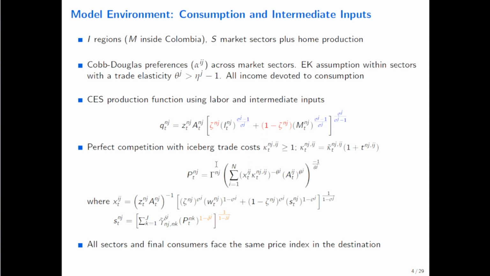Then in terms of the market structure, it is like a classic trade model. So we're going to assume perfect competition with iceberg trade cost. This is the functional form that you get for the price index. And we're also going to assume that the intermediate inputs are going to be a CES composite input, with elasticity delta. We can also assume Cobb-Douglas in this lower nest, but just to be consistent, we are assuming that CES production function. And importantly, like in most trade models, all sectors and final consumers are going to face the same price index in the destination.